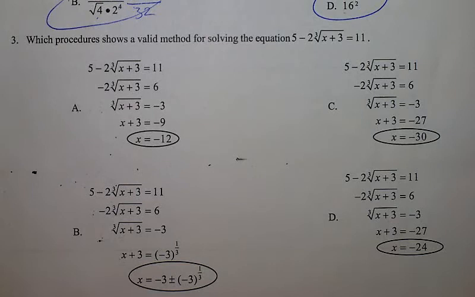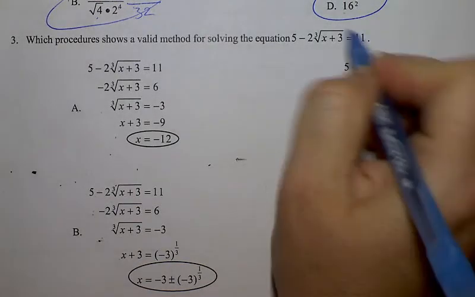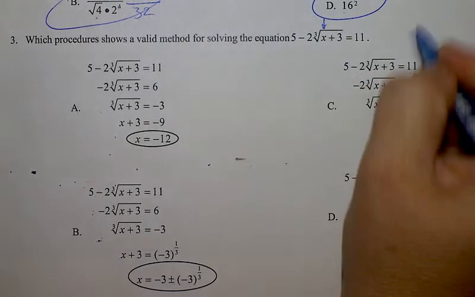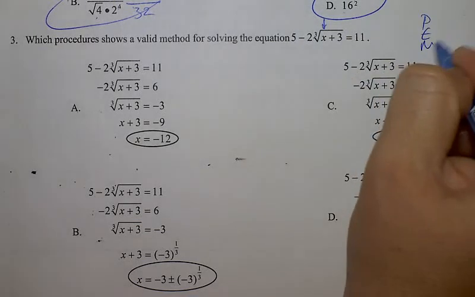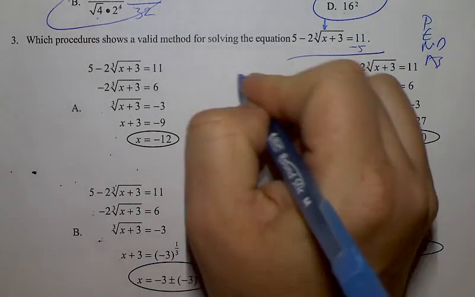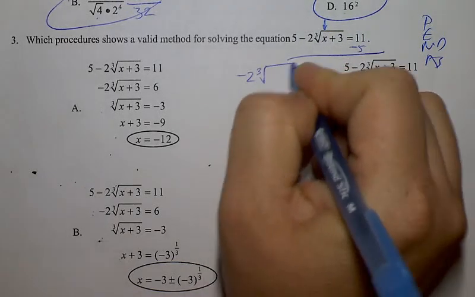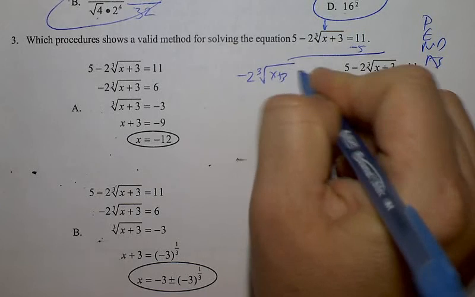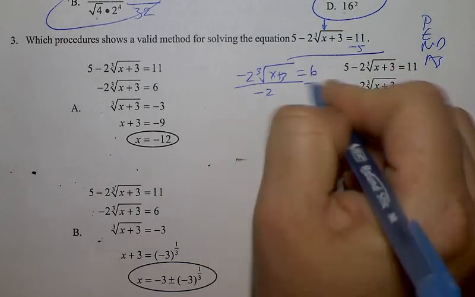Okay, part 3 says, which procedure shows a valid method for solving this? Okay, so if I want to isolate the x, we're going to do PEMDAS backwards. First, I'm going to subtract 5 to the opposite side. I have negative 2 times this quantity equals 6. Then I'm going to divide by negative 2.